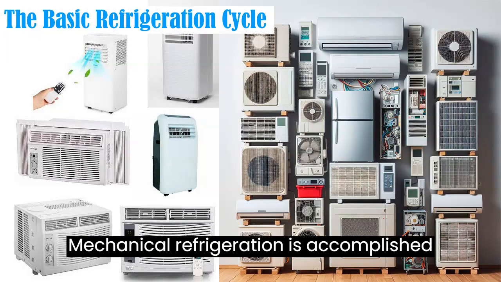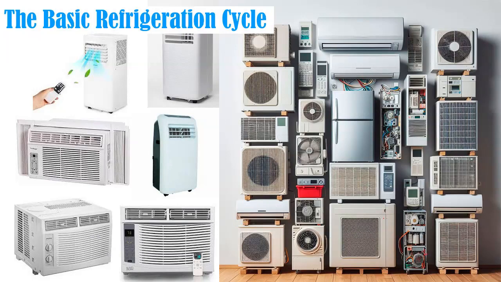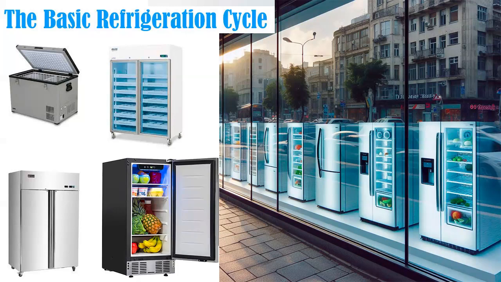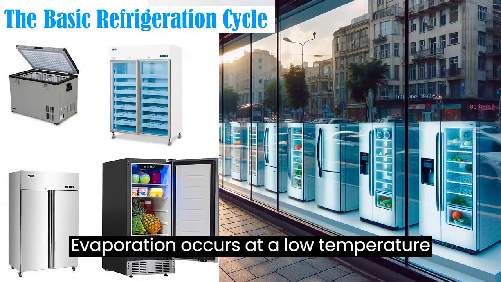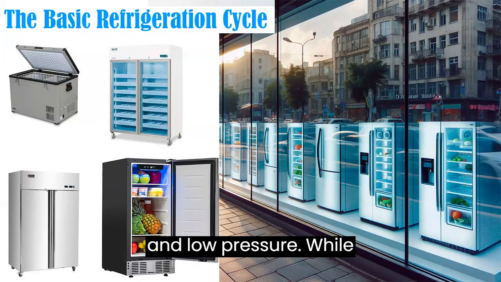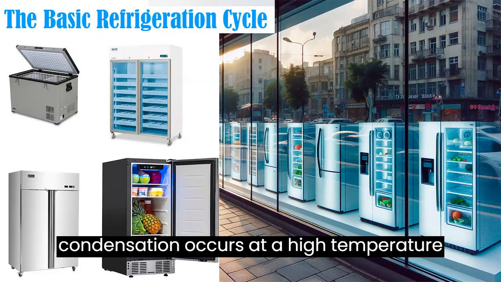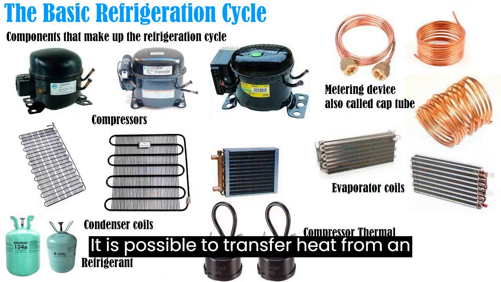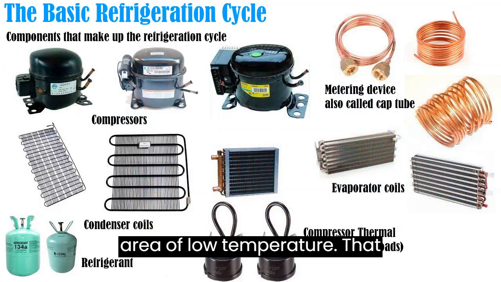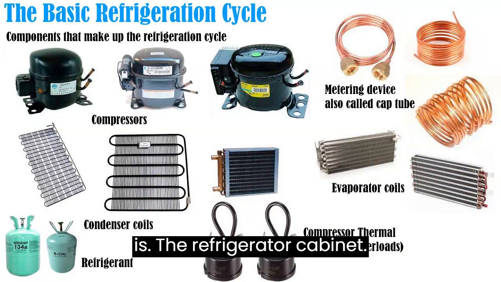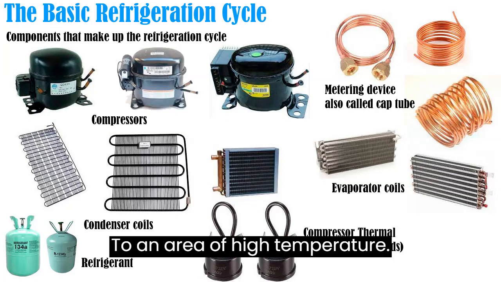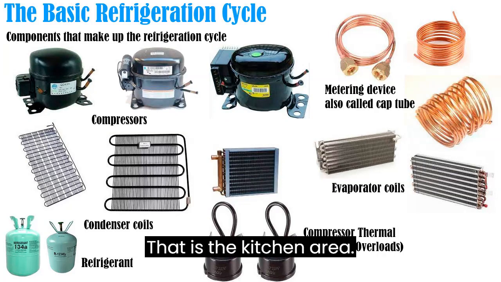Mechanical refrigeration is accomplished by continuously circulating, evaporating, and condensing a fixed supply of refrigerant in a closed system. Evaporation occurs at a low temperature and low pressure, while condensation occurs at a high temperature and high pressure. Thus, it is possible to transfer heat from an area of low temperature, that is, the refrigerator cabinet, to an area of high temperature, that is, the kitchen area.